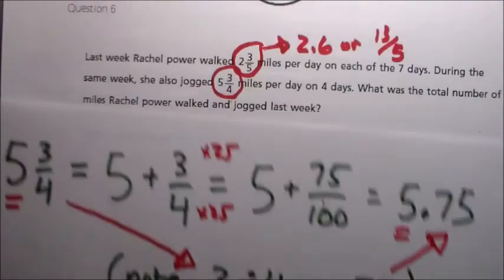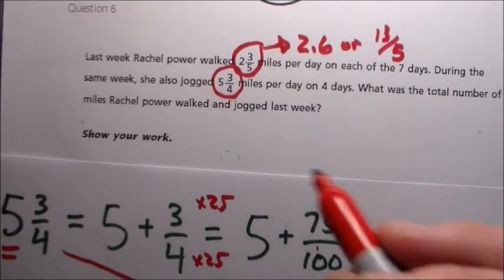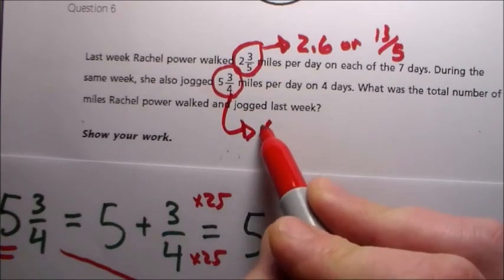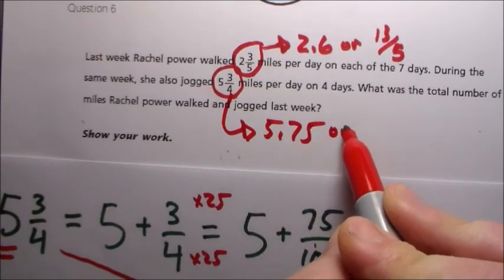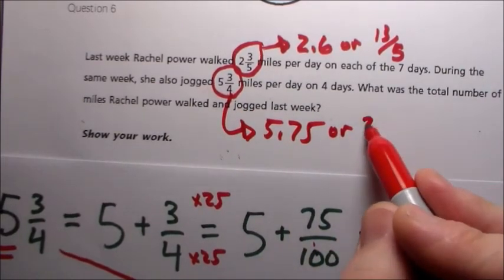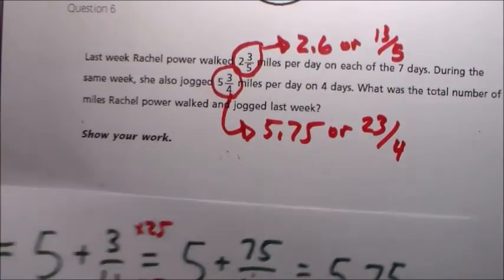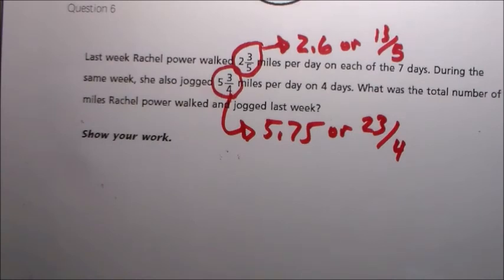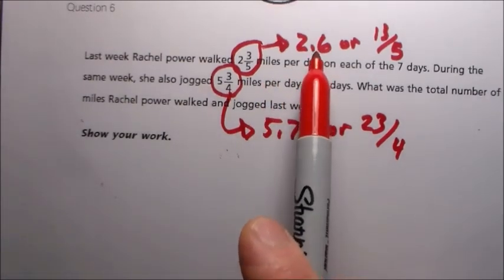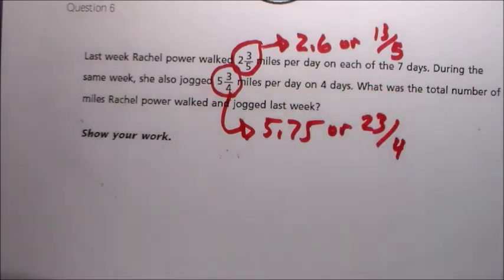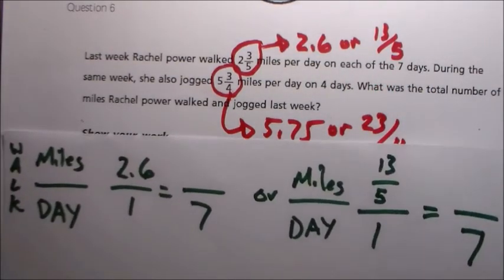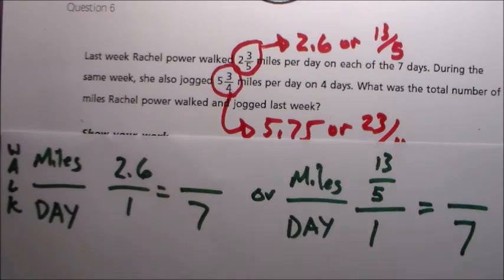Okay, so we have 5 3/4, and I'm going to think of that as either 5.75 or 23/4, and I'm really more inclined to do 5.75. All right, now we have to put those numbers to work, right? We know that we've done 2.6 miles 7 days a week. So this is us walking, right? 2.6 miles 7 days a week.